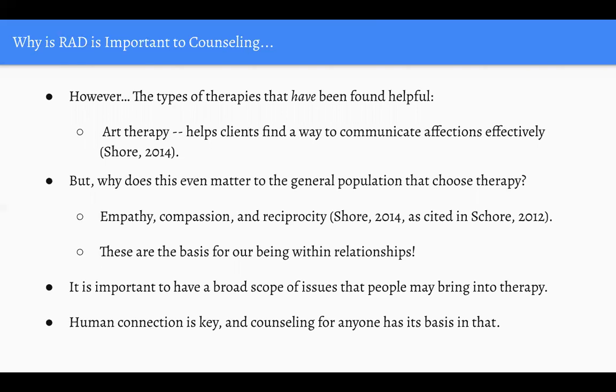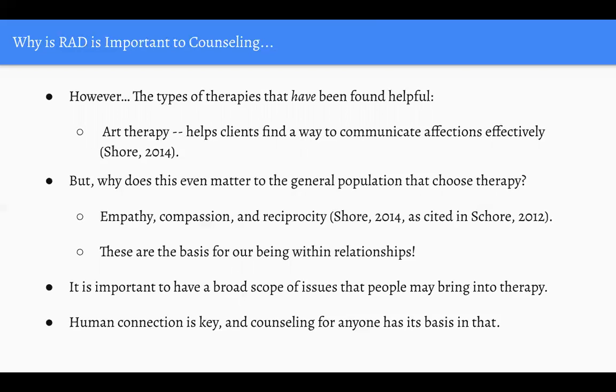Although reactive attachment disorder is relatively uncommon, people with relational problems are not. By understanding a more uncommon disorder, it can help broaden understanding towards relational issues in general. Things like empathy, compassion, and reciprocity are things that everybody needs and should have. And especially in this class, through development, we see that those things are important for having reciprocating relationships.